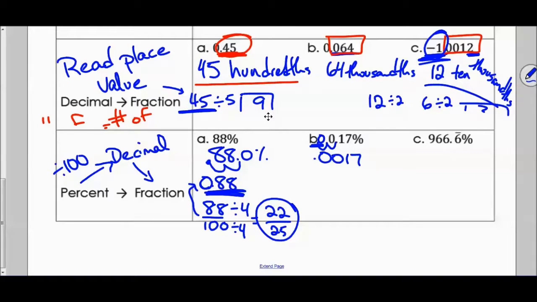The next part of this is changing it from a decimal to a fraction. It's really just reading the place value. That is the 10,000ths place. So this is 17 out of 10,000. And that's my final answer. 17 is a prime number, so there's nothing that's going to divide 17. Never mind divide 17 and 10,000. 17 can't be divided by anything.